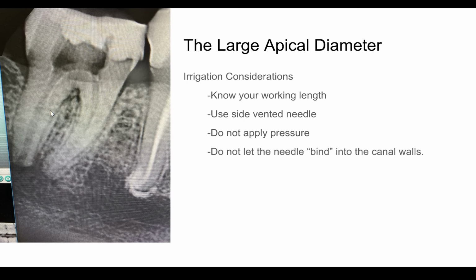This follows suit. Do not let the needle bind into the canal walls. If it binds, then we increase the intracanal pressure. If we increase pressure in this situation, we're likely to get extrusion of the irrigant.